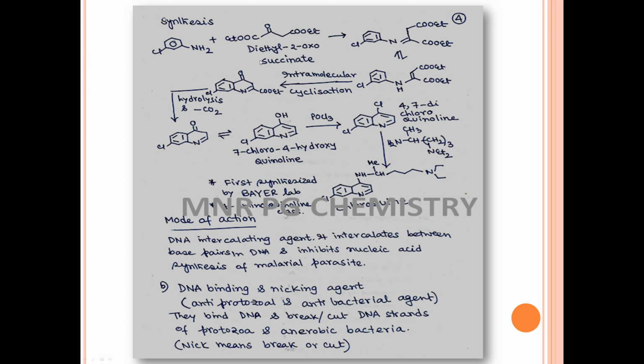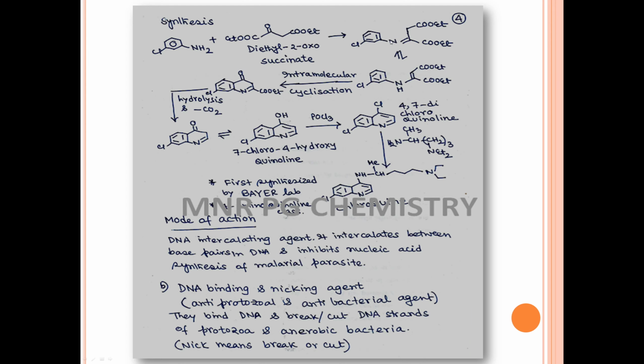Basically it is succinic acid, meaning COOH, CH2, CH2, COOH. But these are diesters, meaning carboxylic acid plus two ethyl groups, and at the second position the CH2 group is not there; in that place a C double bond O is there. So diethyl 2-oxosuccinate undergoes the reaction with metachloroaniline, water elimination happens, and imine bond formation happens.